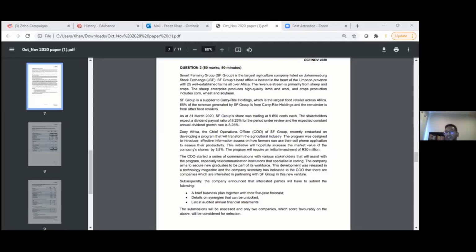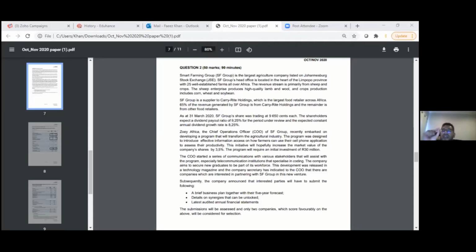The reference point, so far we're not yet sure, we'll see when we come to the required, is 31 March 2020. So they're telling you at 31 March 2020, the share price was 96.50. You just take that cents divided by 100, it should be 96.50. They're telling you what the payout ratio is. It is 9.25. A dividend payout ratio is as follows.